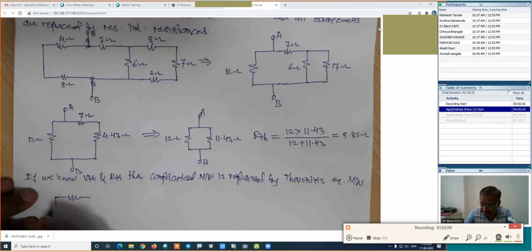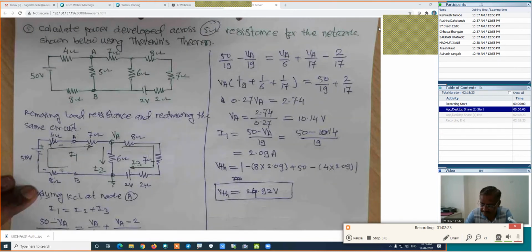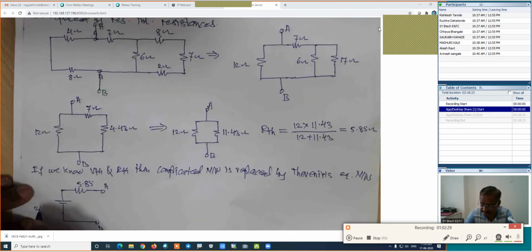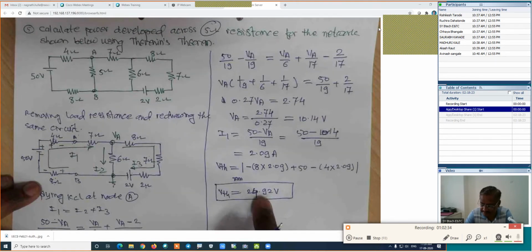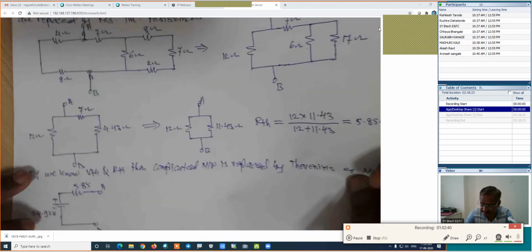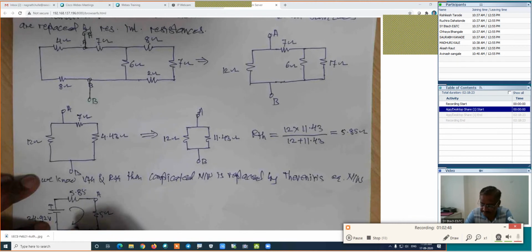This is the Thevenin's equivalent network. There is the point A, this is point B. Its RTH is 5.85. VTH, which we have calculated, is 24.92 volt. We are interested in the calculation of power in the 5 ohm. I will reconnect the load resistance, which is the 5 ohm. This is 5 ohm, and we are interested in the calculation of power in this resistance.